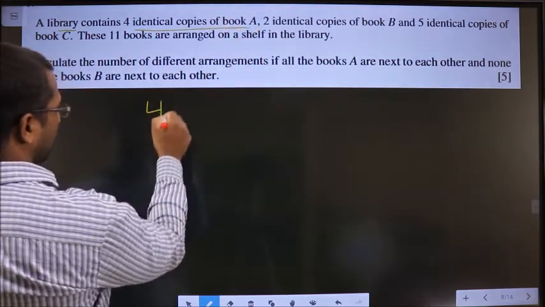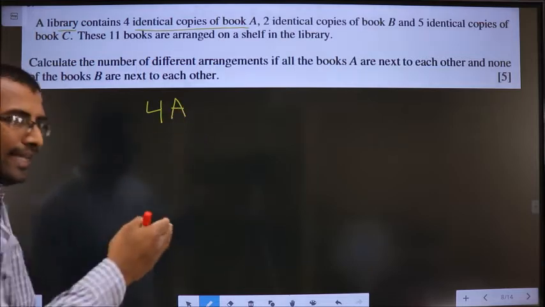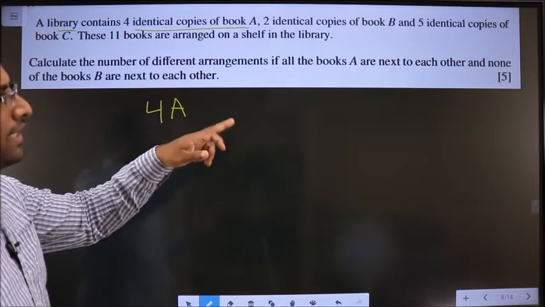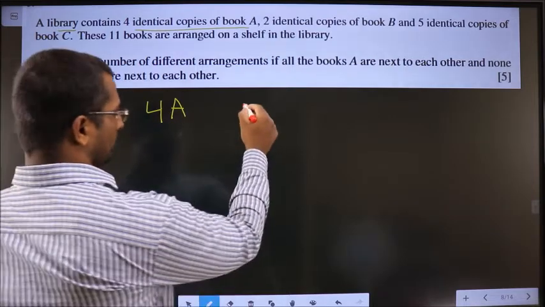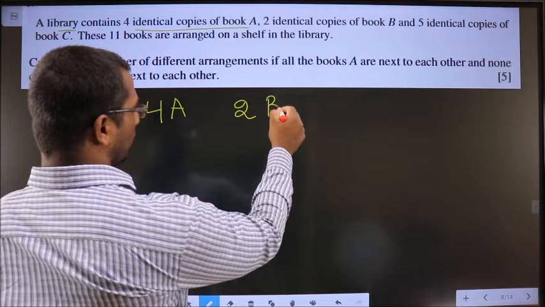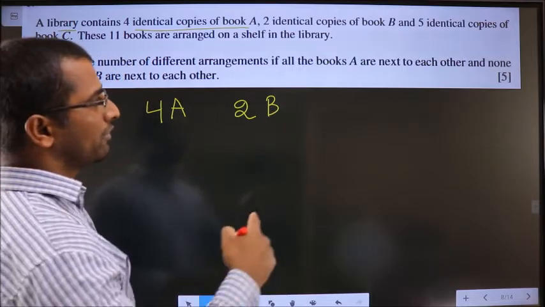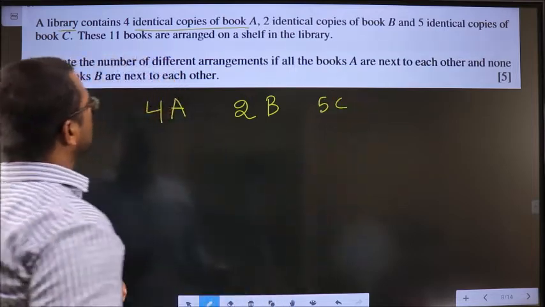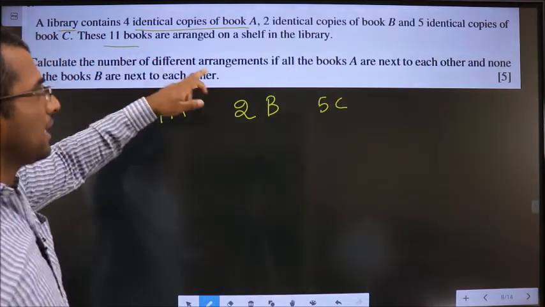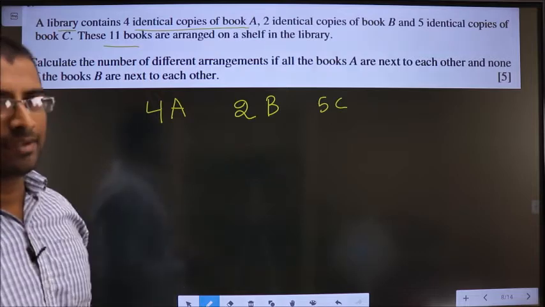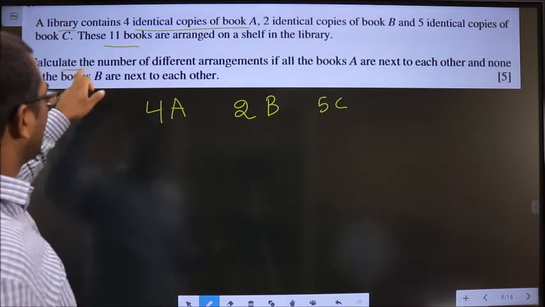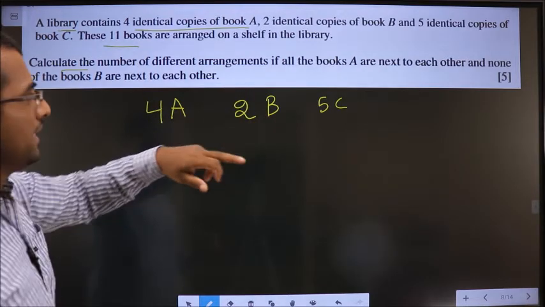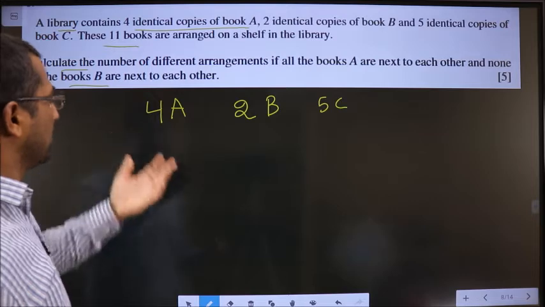Question 3. A library contains 4 identical copies of book A. Whenever you come across information, write it down. 4 A, they are all identical. 2 identical copies of book B. So 2 of book B. 5 identical copies of book C. So 5 are of book C. These 11 books are arranged on a shelf in the library. Calculate the number of different arrangements if all the books A are next to each other and none of the books B are next to each other.